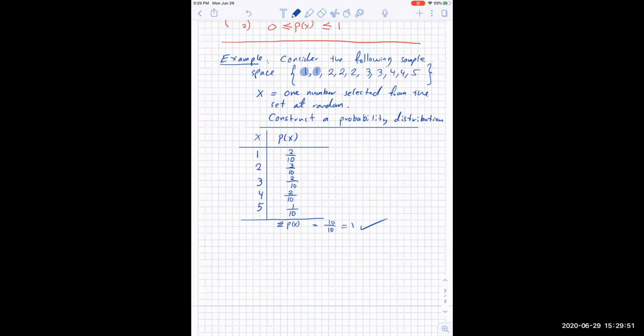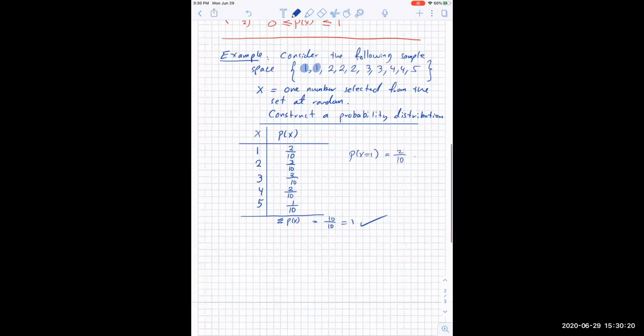X is a discrete random variable, and these are the chances, or the probabilities, of its values, right? The probability of selecting a number and getting a 1 is 2 out of 10, for example. So this is a probability distribution for this experiment.